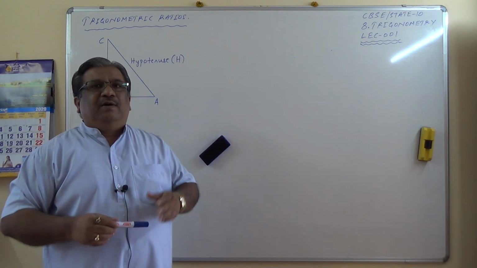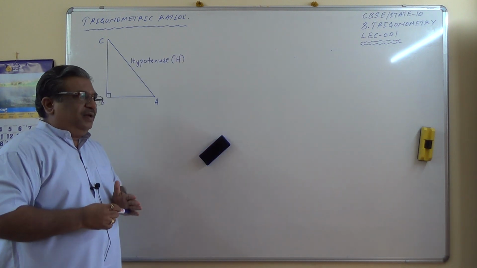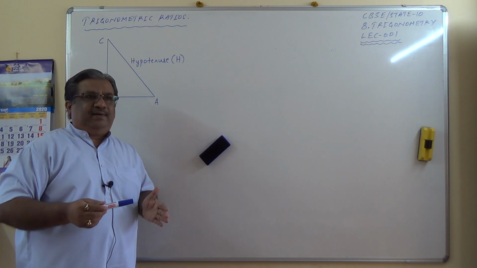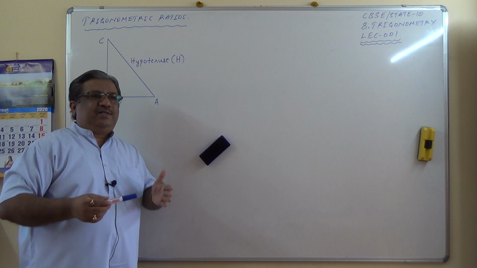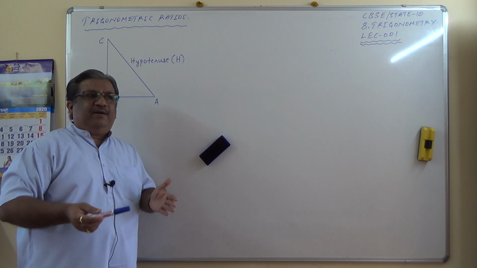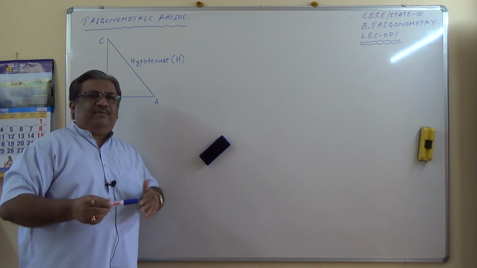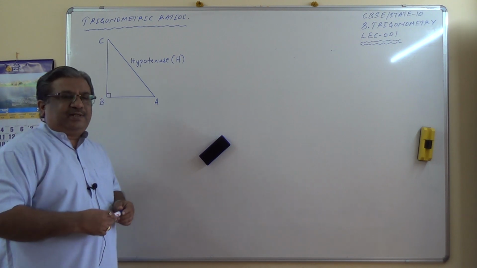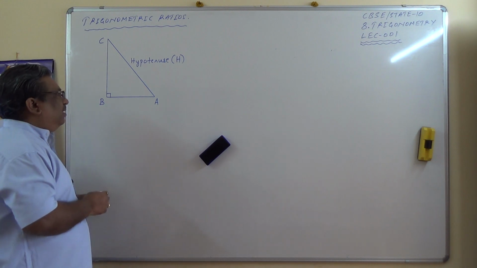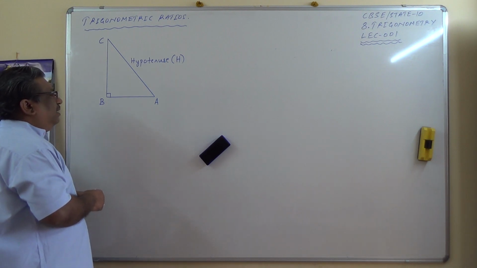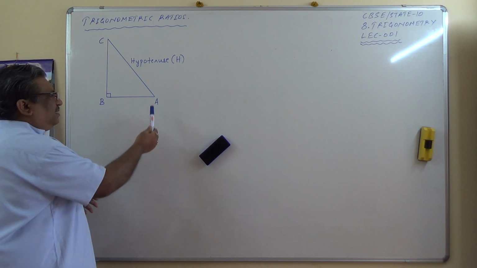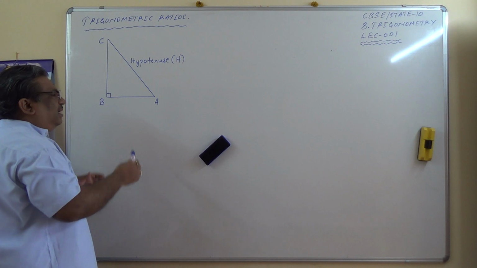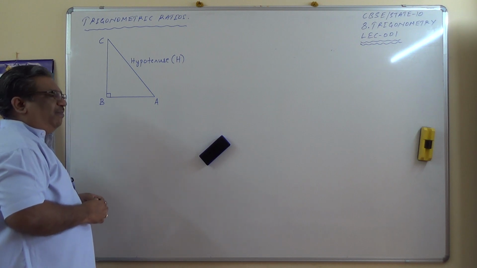Unless we define an acute angle, it is not possible to identify which is a base and which is a perpendicular. Similarly, which is the adjacent side and which is the opposite side. I hope you are able to understand what I am talking about. Here, if I put the reference angle as one of these acute angles, then I should be able to define the base and perpendicular.